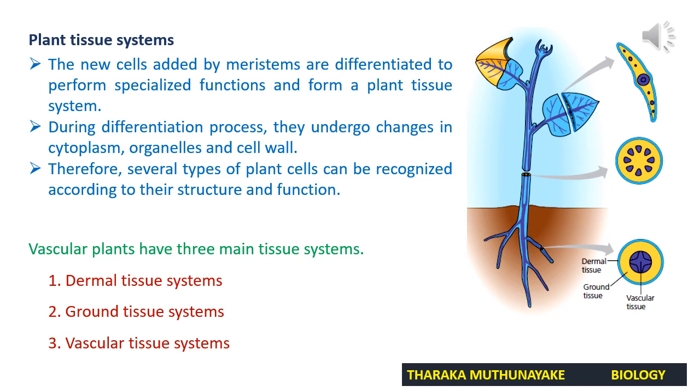During this differentiation process, these new cells undergo changes in their cytoplasm, organelles, and cell wall. Therefore, several types of plant cells can be recognized according to their structure and function. That means, simply in other words, the differentiation process is different. Some cells added by meristems differentiate and form cells of xylem. Some cells differentiate and form cells of phloem. Likewise, different other permanent tissue cells are produced from these meristems due to different types of differentiation process.